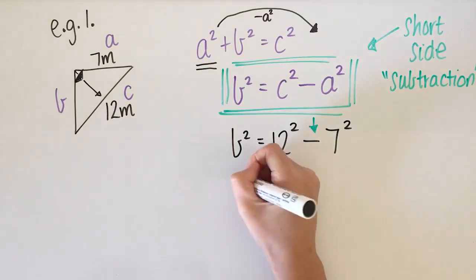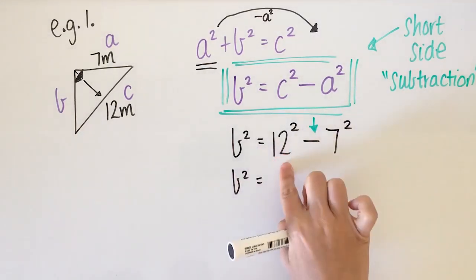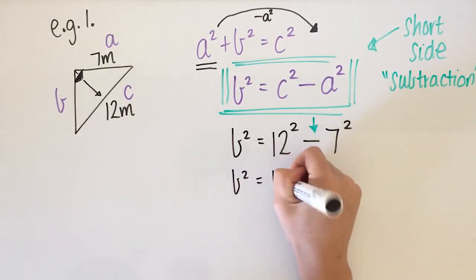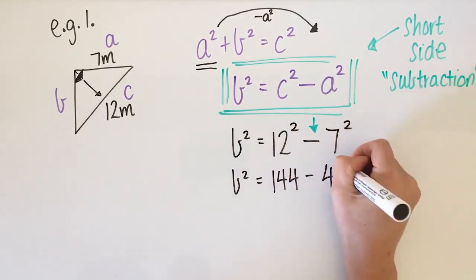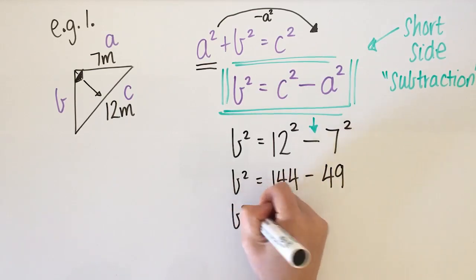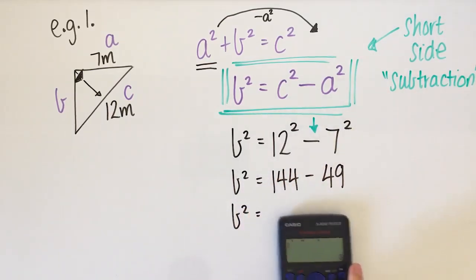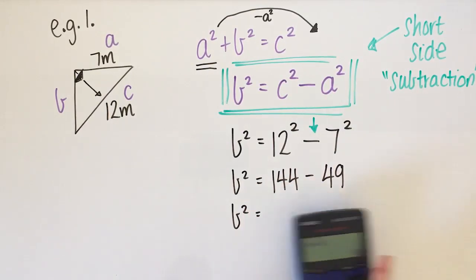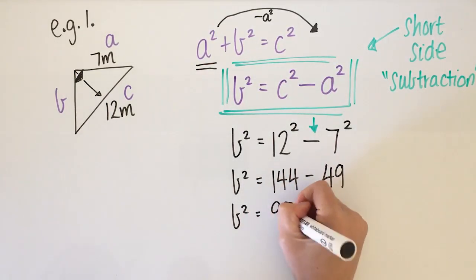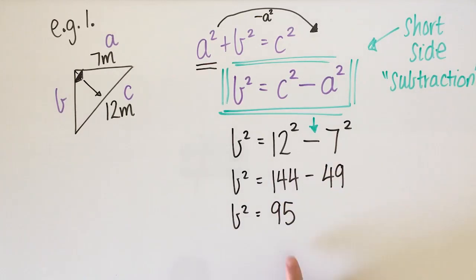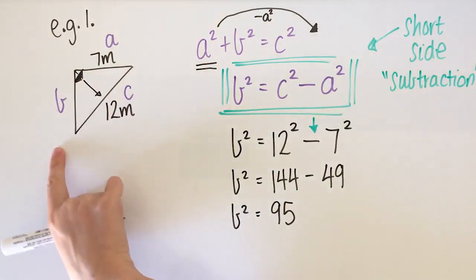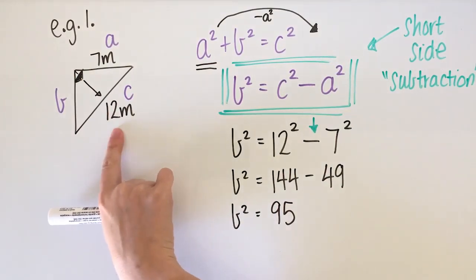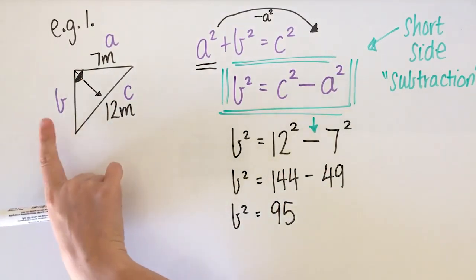All right, B squared is 12 times 12, which is 144. Take away 7 times 7, which is 49. If you don't know what that is off the top of your head, you use your calculator to help you. Okay, that's going to be 95. Are we done? No, because it wouldn't make sense for this to be 95 because it's a short side. It's got to be shorter than 12. That's what we need to remember.